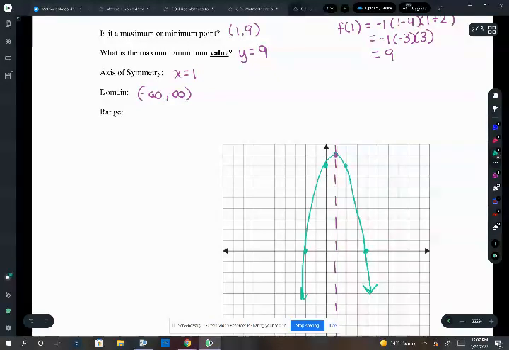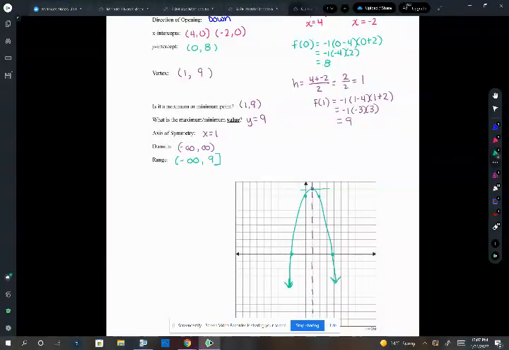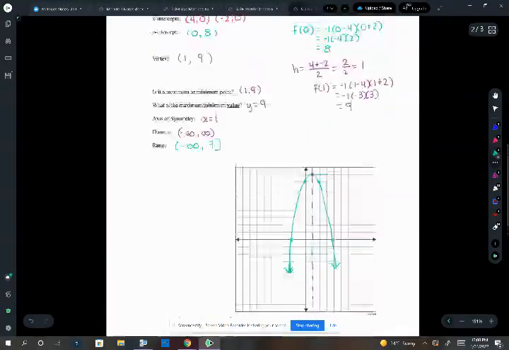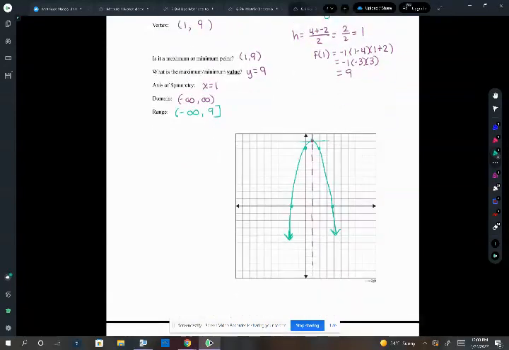When we look at range, we're talking about the values of y. Notice that my y values are going to go forever down, because these two endpoints keep going forever. They continue from negative infinity, and then they end up stopping at the y value of your vertex. So they stop at 9, and that's my endpoint. All right, so that is how we use those pieces in order to get our graph. So that is for factored form.